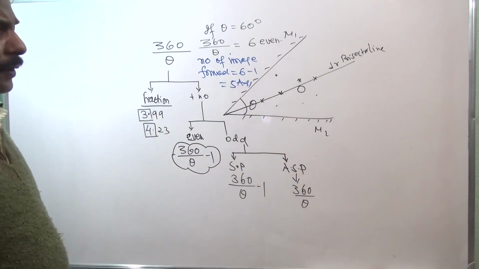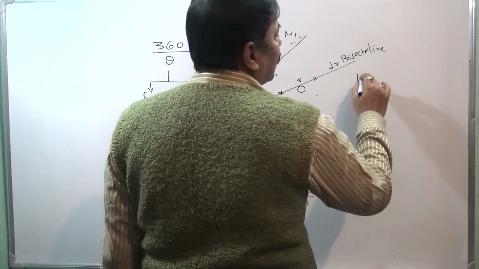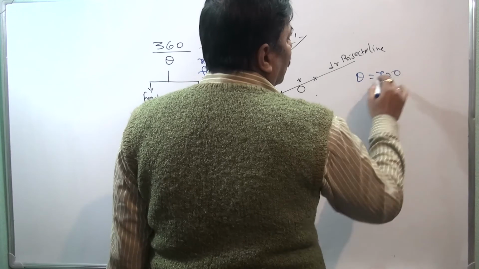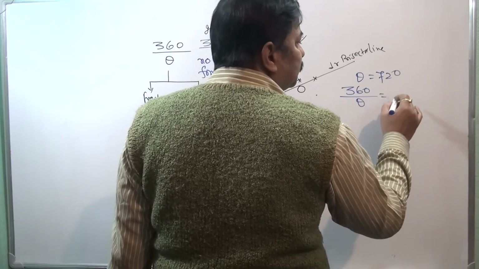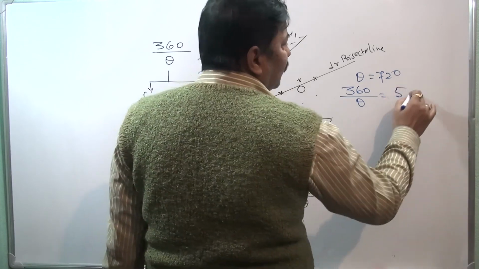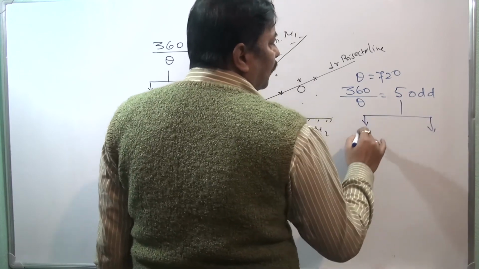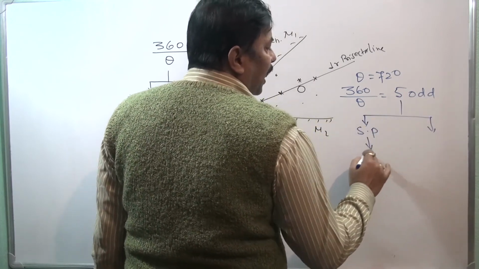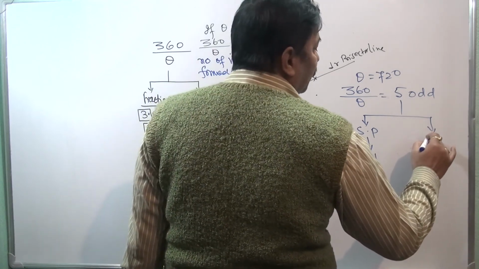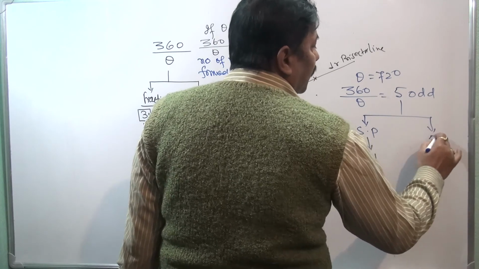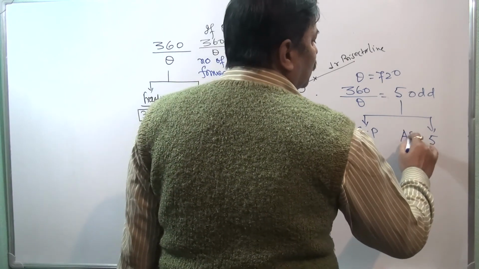And in case of odd number, I can take an example. Suppose theta is equal to 72 degree. Then 360 by theta must be equal to 5, and this is your odd. So there are two possibilities. For symmetrical position, you will be getting the answer 5 minus 1, that is 4. And for asymmetrical position, you will be getting the answer 5.